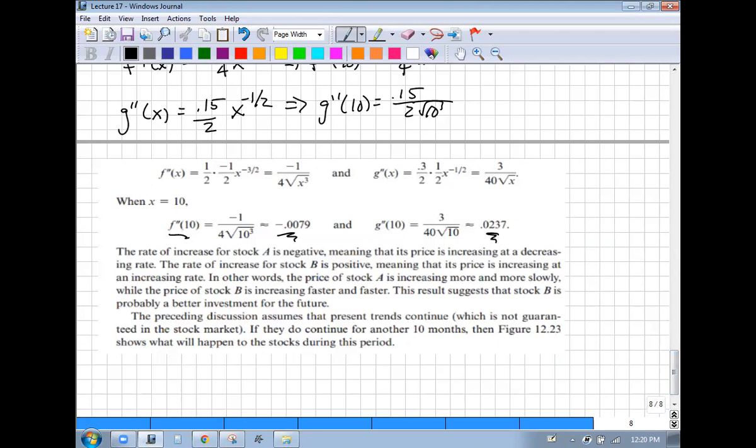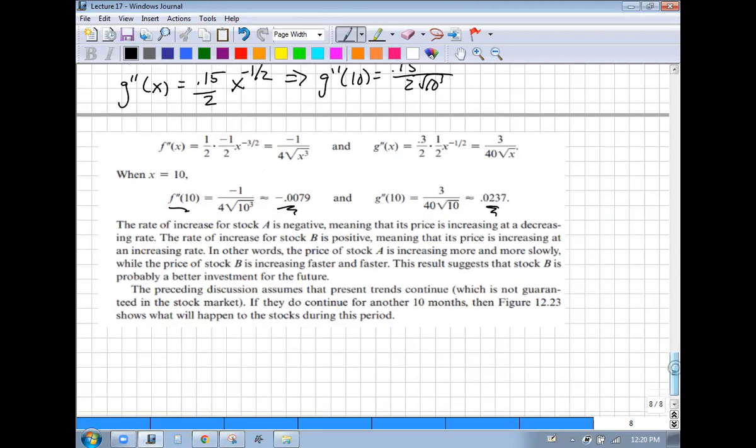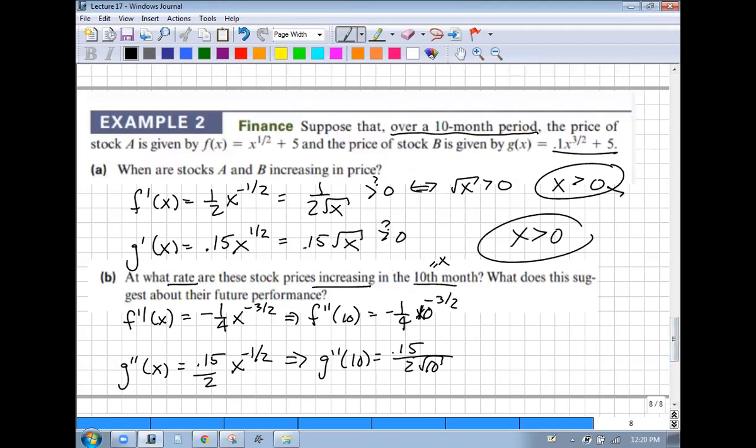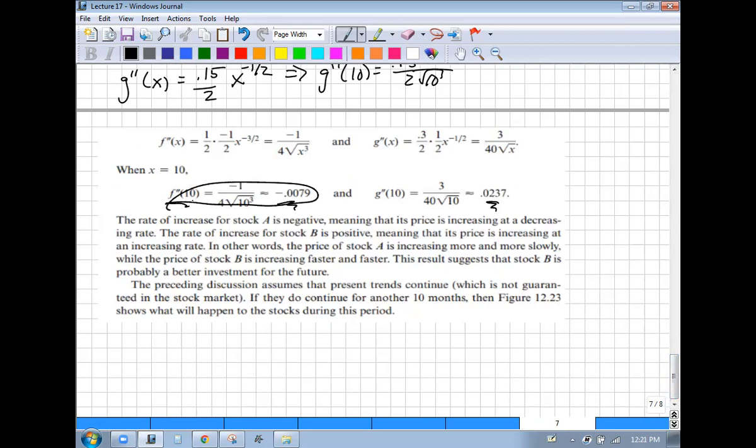So what does that tell us? That means that f here, even though the first derivative was positive, it was always positive. We just saw that f and g are positive for any value of x. They're always increasing. This says that the rate of increase is decreasing, because it's negative. What that means is this thing looks like this. This one being positive says it looks more like that. Both of these are increasing, but the rate of increase is decreasing for this one.